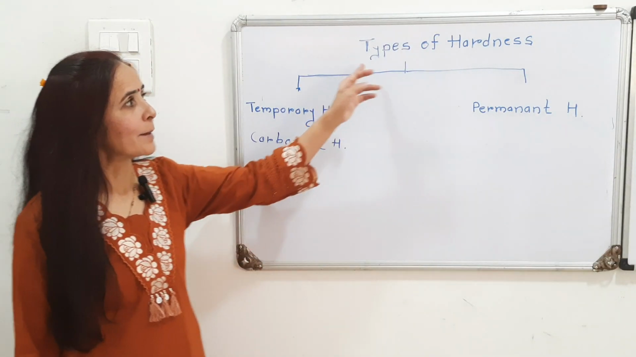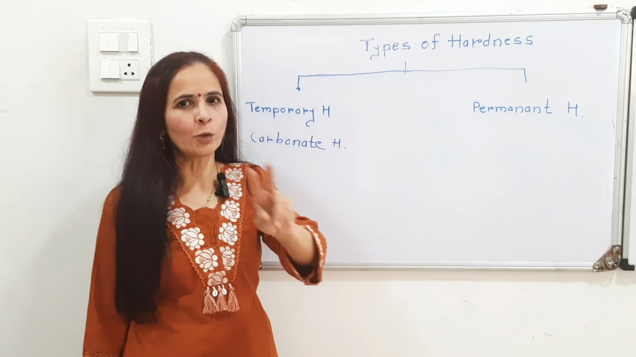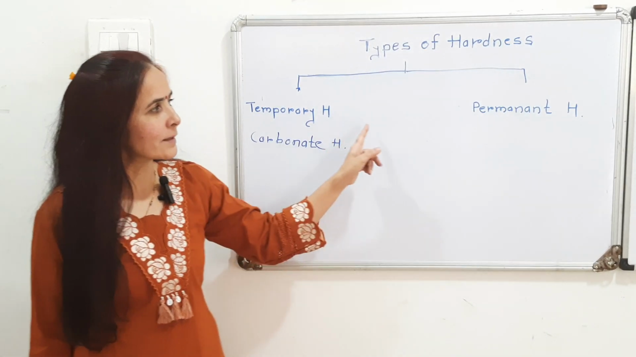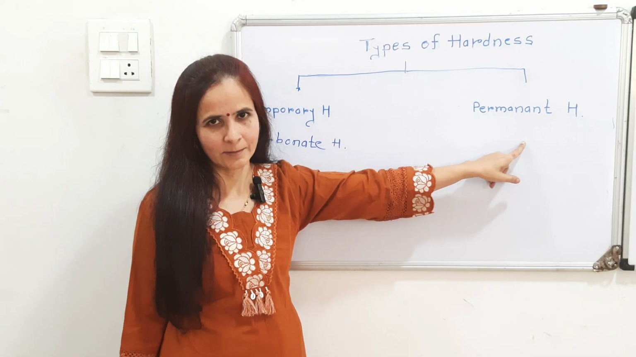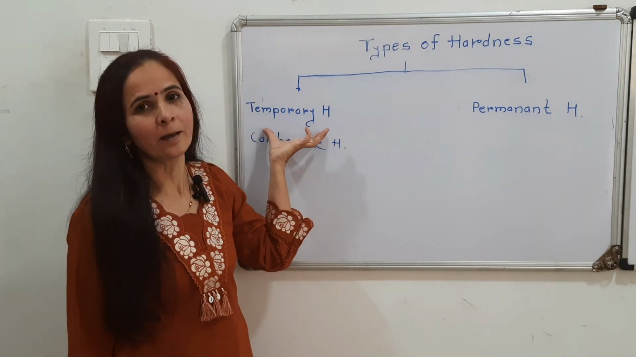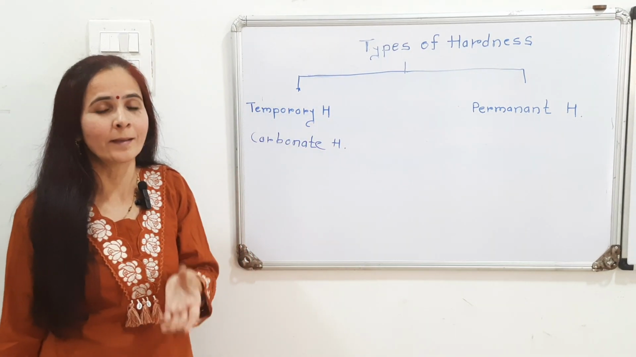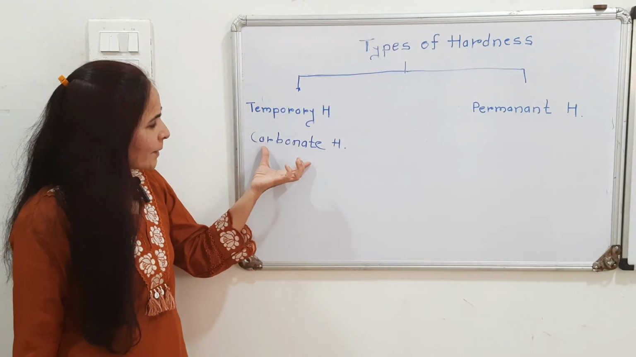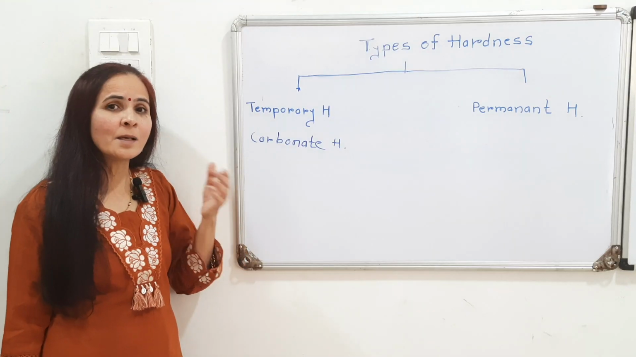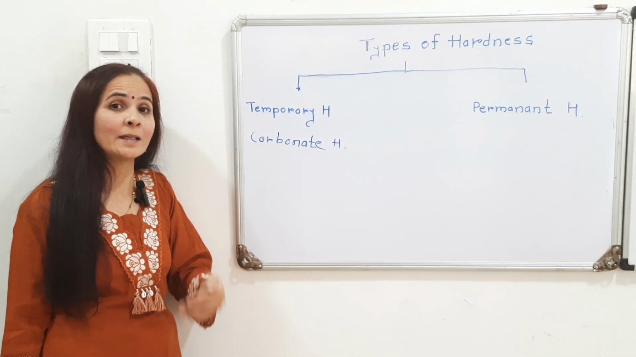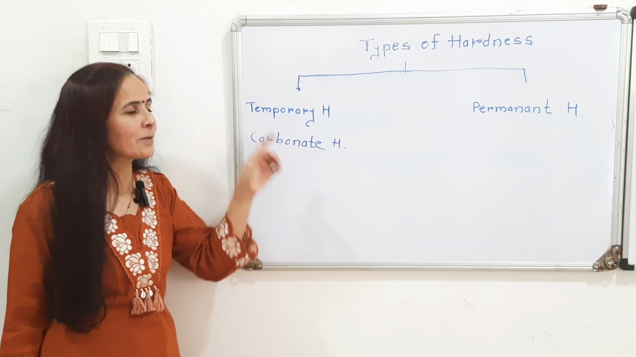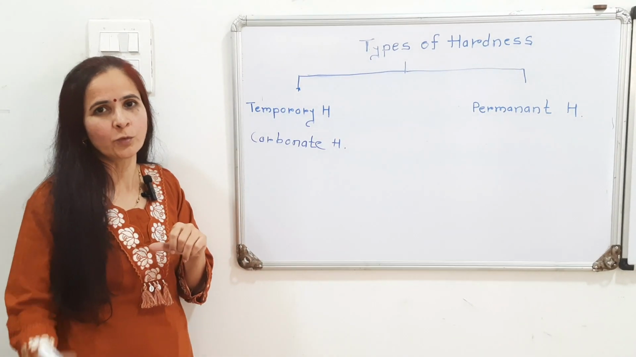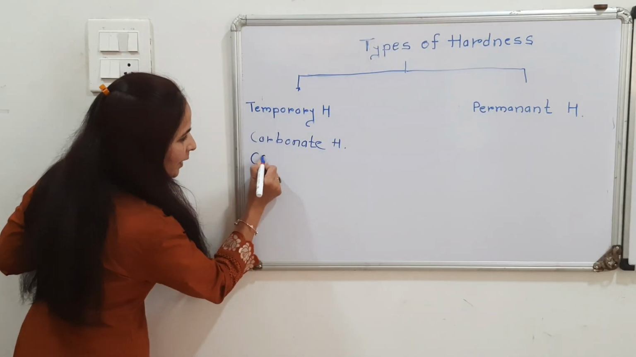Now we will see the types of hardness. Actually there are two types of hardness: first the temporary hardness and second the permanent hardness. Temporary hardness is also known as carbonate hardness because within it, bicarbonates of calcium and magnesium are present. That's why it is known as temporary hardness.